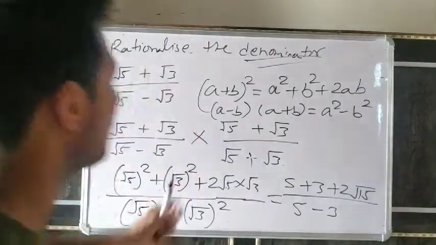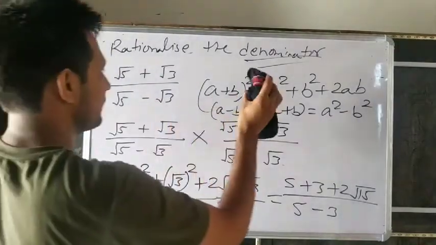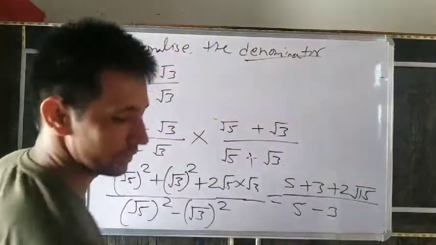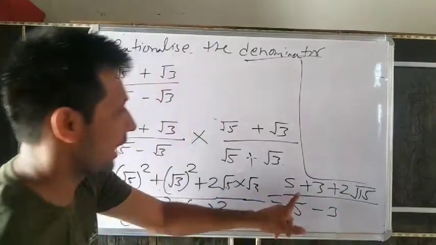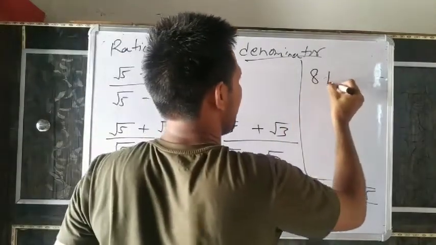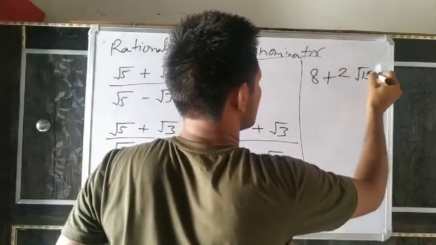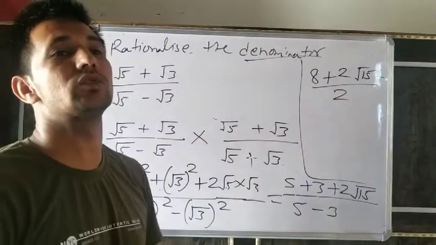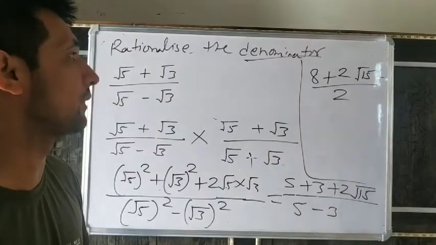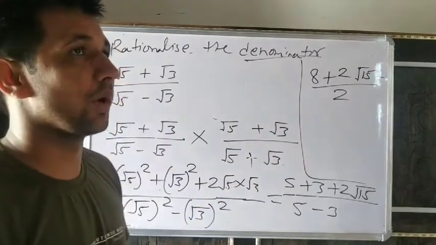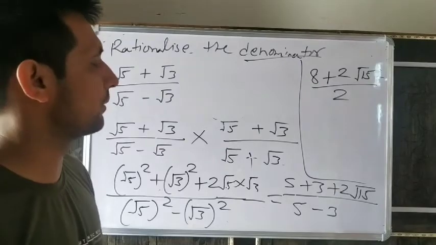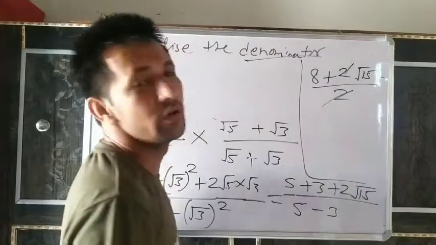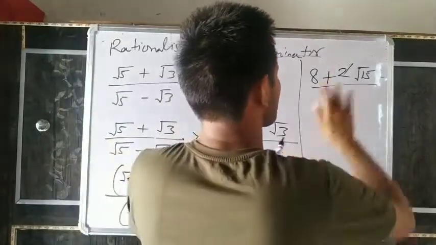Understand? Now I am rubbing this rationalize formula. Next, 5 plus 3 is 8, so 8 plus 2√15 divided by 2. Most of the students write this answer, but we can write one more step. One student, I don't remember his name, cut 2 by 2. We cannot cut like this.